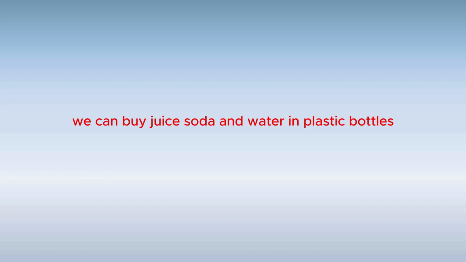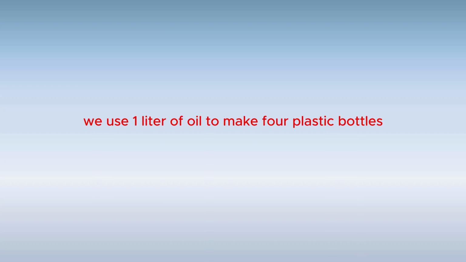Chapter 3. Bottles and boxes. We can buy juice, soda, and water in plastic bottles. Plastic bottles are strong, so they don't break. They are light, so we can carry them. We use 1 liter of oil to make 4 plastic bottles.